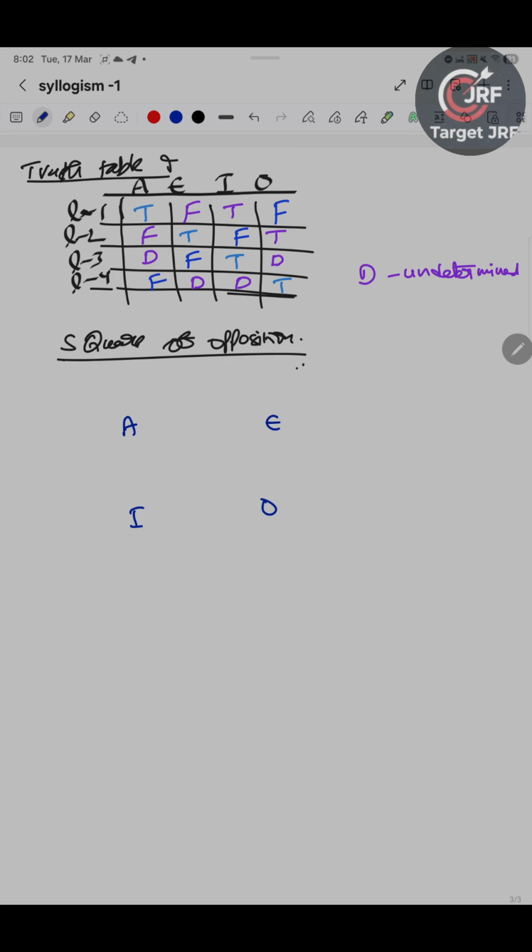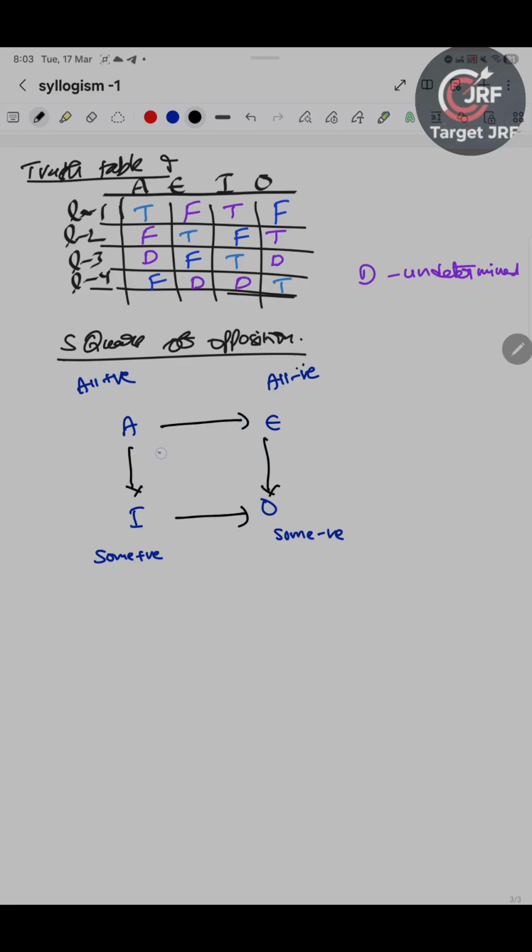So square of opposition, as you all know, is a very easy concept. A-E-I-O. So you already know A means all positive, right? E means all negative, that is no. O means some negative and I means some positive. From here you will be drawing lines like this, like this, like this. So this is what we call the concept of square of opposition.